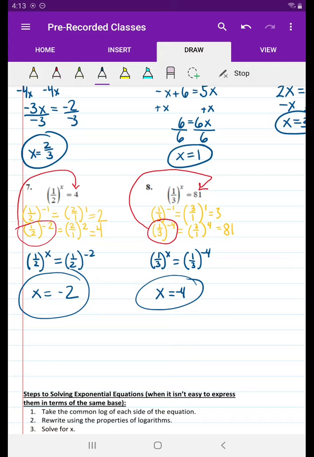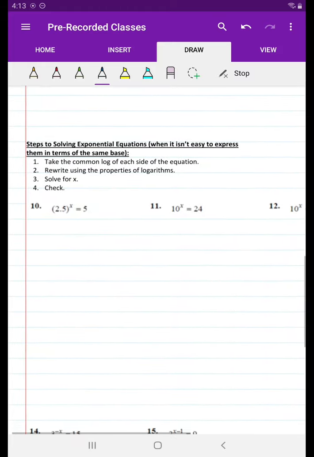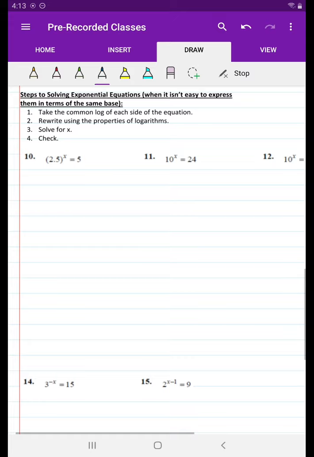And then the other type to talk about is exponential equations that don't have the same base. And so how you're going to solve these is you're going to take the common log of each side and then rewrite it with the properties of logs, and then solve for x.